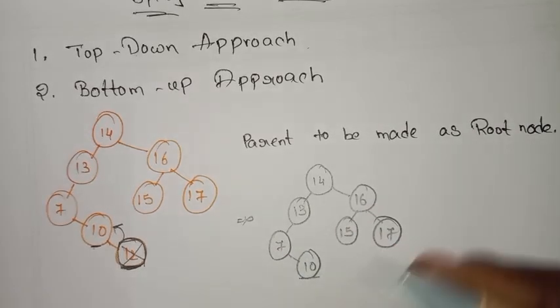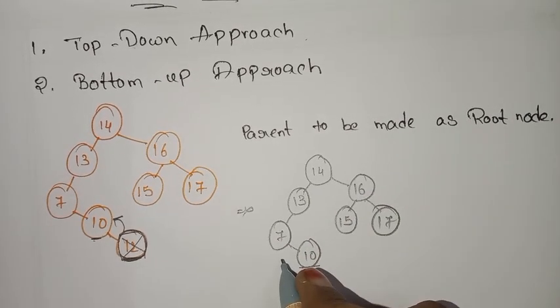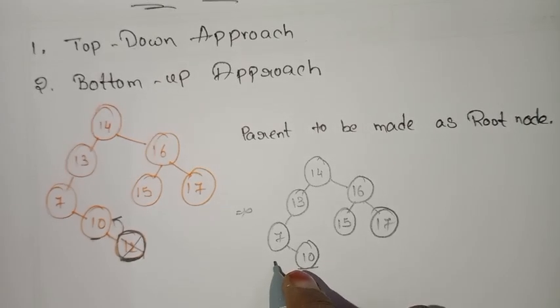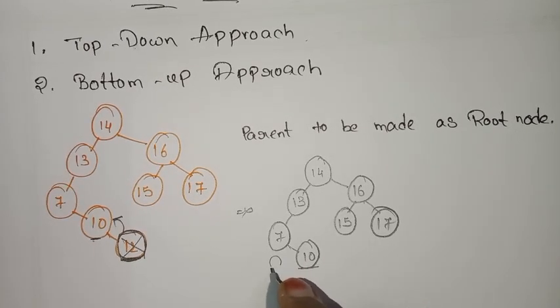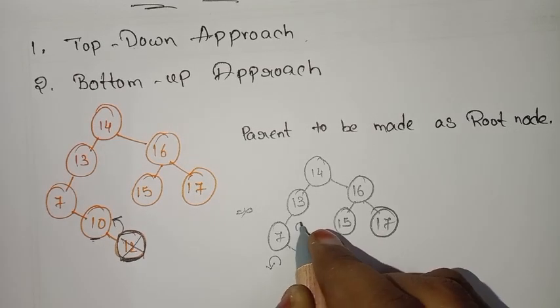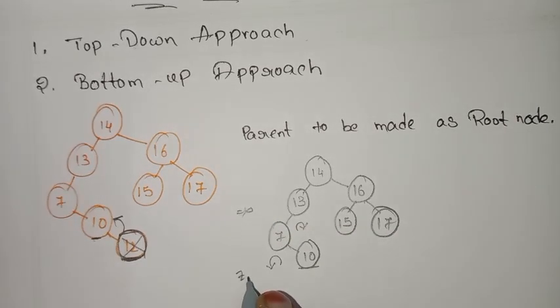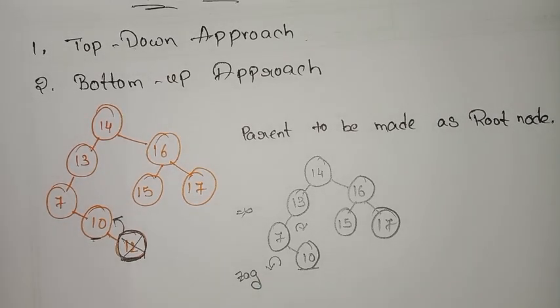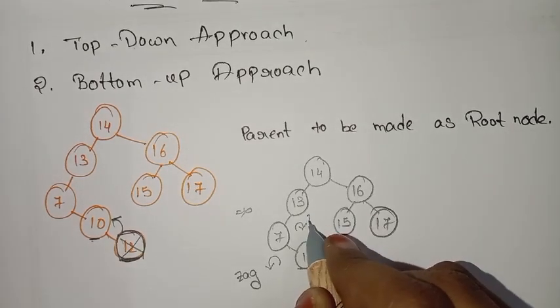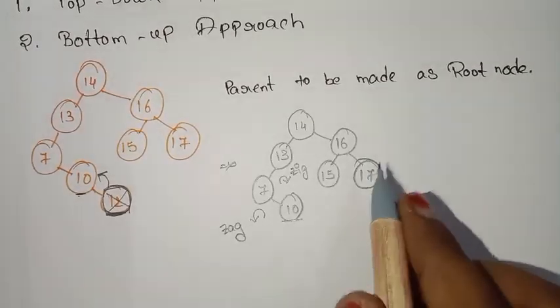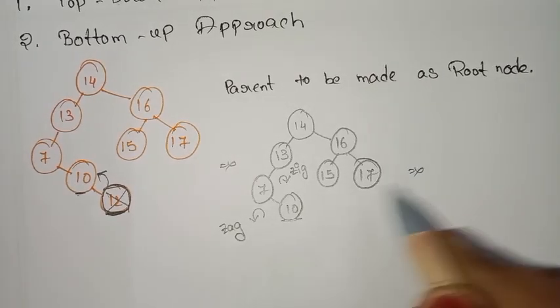Now I need to do the rotations. Regarding the rotations, I have pasted the video in the description. You can check for rotations also. I am doing one zag and zig rotation. Zag rotation means a left rotation, and zig rotation means a right rotation. Zag, zig. So what will happen if I do the zag zig rotation?